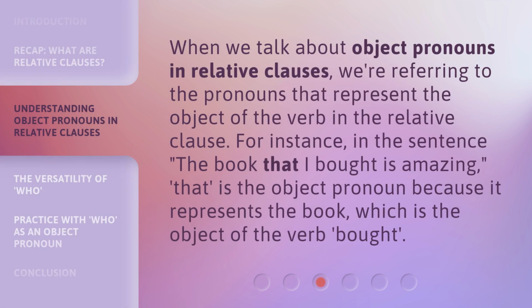When we talk about object pronouns in relative clauses, we're referring to the pronouns that represent the object of the verb in the relative clause. For instance, in the sentence, "The book that I bought is amazing," that is the object pronoun because it represents the book, which is the object of the verb bought.